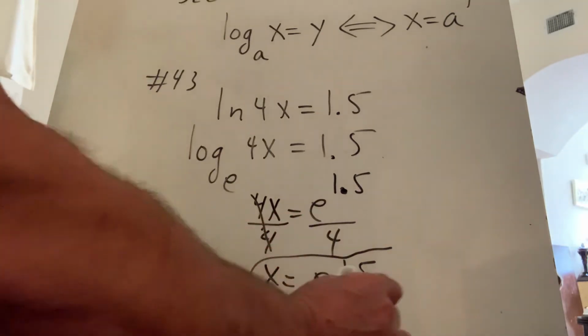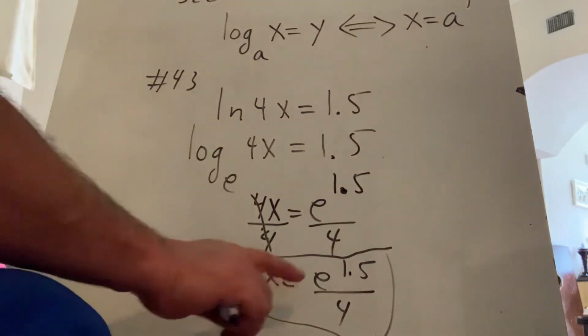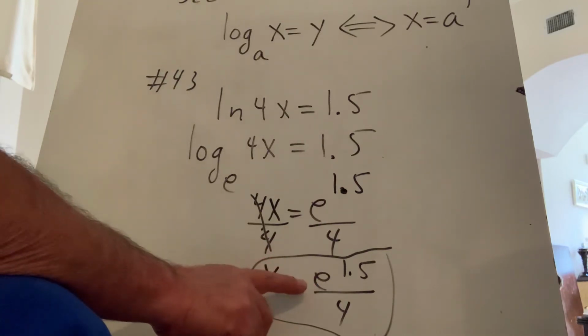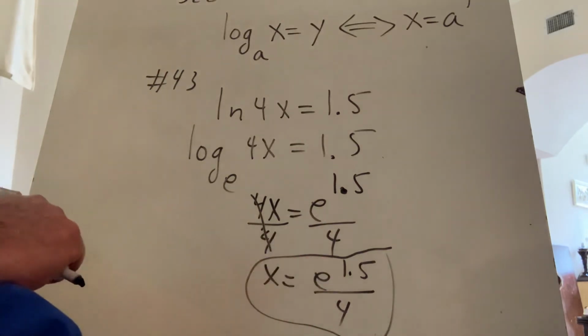Now, again, you could approximate that with your calculator. Don't forget, you do have an e to the x button, but in this case they want the exact form. So the exact form would be just e to the 1.5 divided by 4.